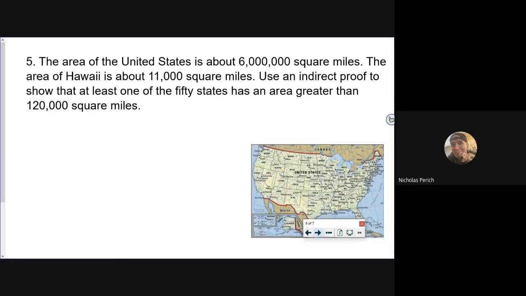All right, America! Ooh, that's a lot to write out. You don't need to write it out, those of you at home, which is all of you. The area of USA is about 6 million square miles. Whoa! The area of Hawaii is about 11,000 square miles. Use an indirect proof to show at least one of the 50 states has an area greater than 120,000 square miles.